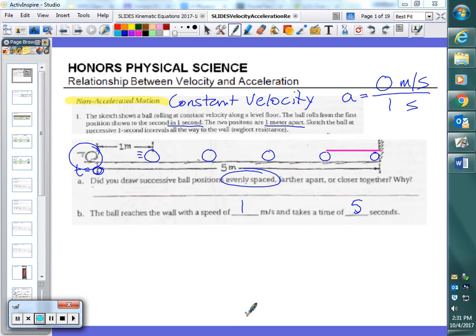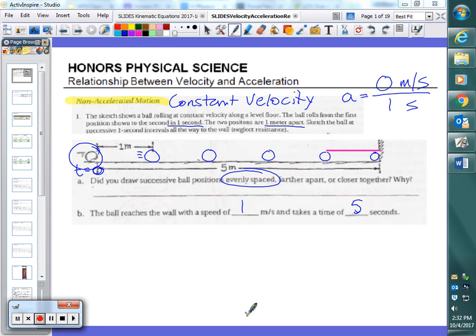Never changes. So when we look at this picture, each of these pictures of the ball represents 1 second worth of time. So each second that goes by, the object continues to move that same distance because the velocity never changes. So the speed remains constant. When it gets to the wall, it's still going 1 meter per second. It will take 5 seconds to move 5 meters because in this particular case, the velocity was 1 meter per second. Regardless of what the velocity is, if the acceleration is 0, that velocity will stay constant the entire time.